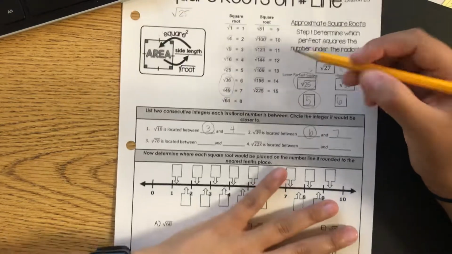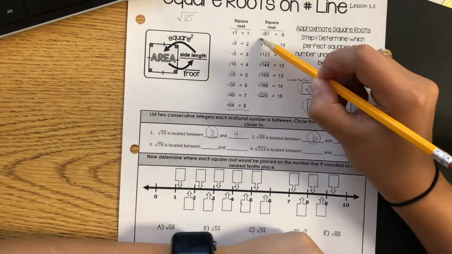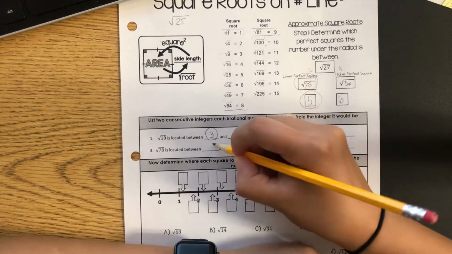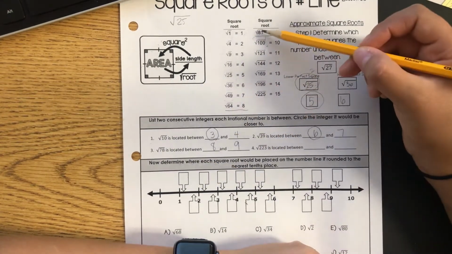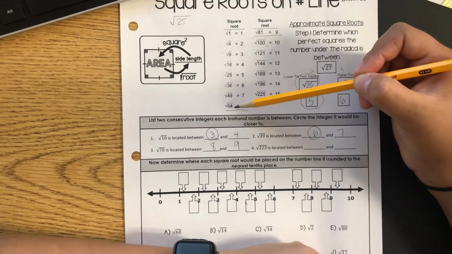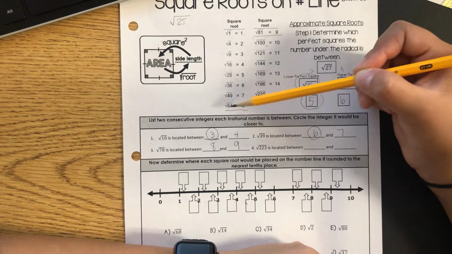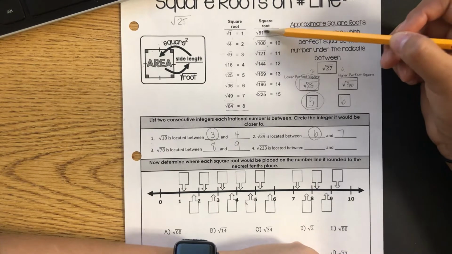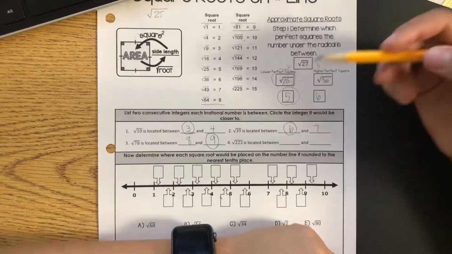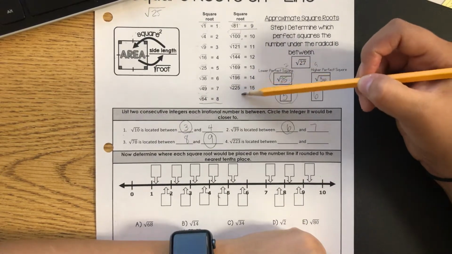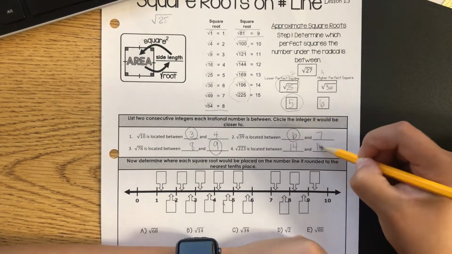Number 3, the square root of 78. So if I look at my square root list, 78 is between 64 and 81, okay? Which is 8 and 9 on a number line. Well, is 78 closer to 64 or is it closer to 81? Well, 78 is pretty far from 64. It's about 14 spaces away from 64, but it's only 3 spaces away from 81. So on the number line, it's going to be closer to 9. Last one, the square root of 223. So the square root of 223 is going to be between the square root of 196 and 225, which is between 14 and 15 on the number line.